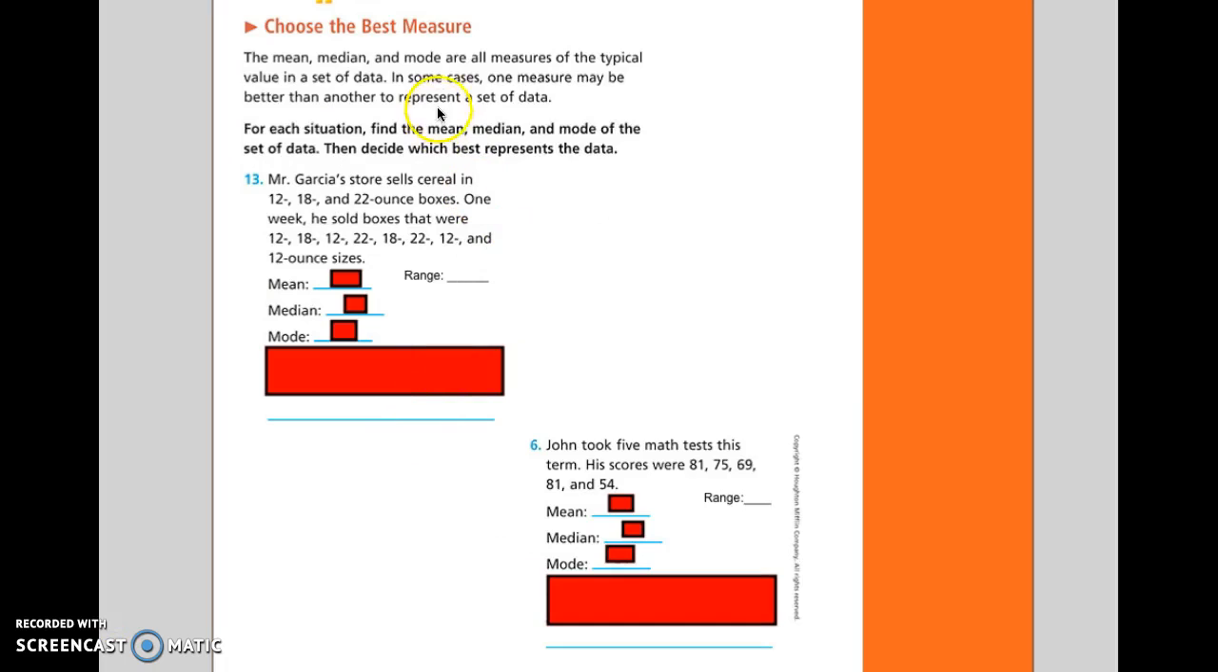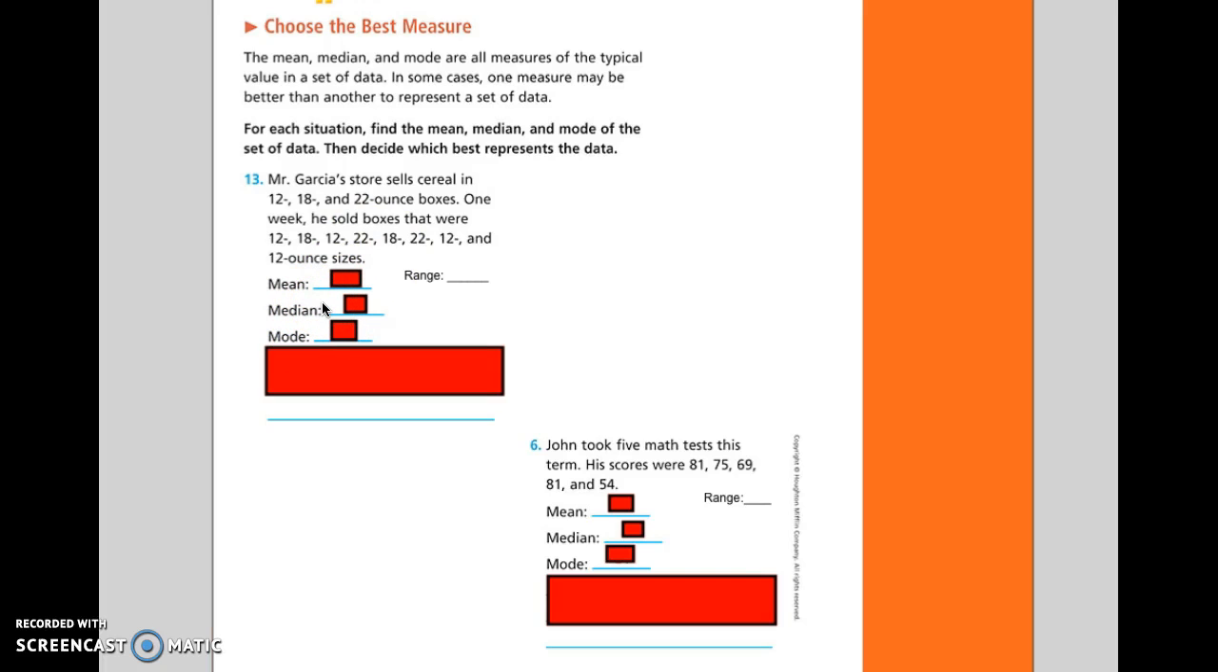All right, so the mean, median, and mode are all measures of typical values in a set of data. In some cases, one measure may be better than others to represent the set of data. For each situation, find the mean, median, mode, and I added in range of the set of data. Then describe which best represents the data. So we have to choose which of these three represents the data best.